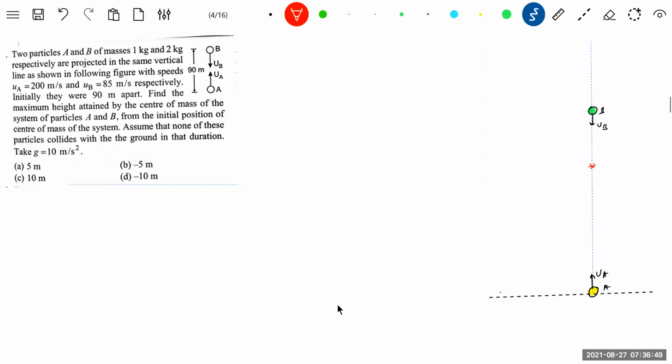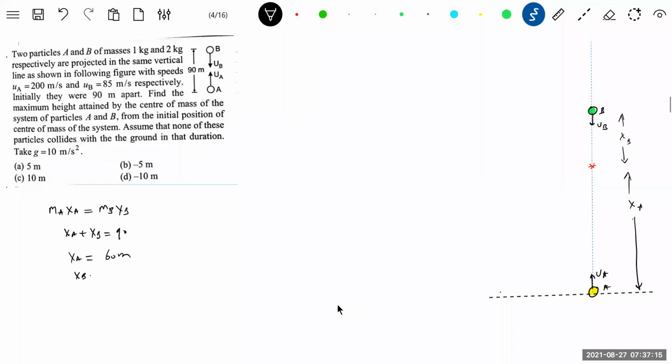So what is the initial height of the center of mass we can calculate? This will be xb, this is xa. So we can write maxa is equal to mbxb, and xa plus xb is equal to 90. Solving this, we'll get xa 60 meter, xb 30 meter. This is the location of the center of mass. So initially the center of mass is at a height of 60 meter from the ground.